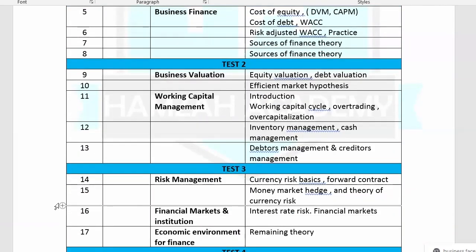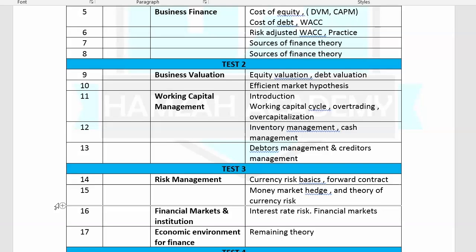In this area of risk management, we will be talking about 2 types of risk. Number 1, foreign currency risk, and number 2, interest rate risk. Foreign currency risk means fluctuation in the profitability and cash flows of the company due to change in exchange rate. That risk is known as foreign currency risk. And we will learn how to manage this foreign currency risk in financial management.